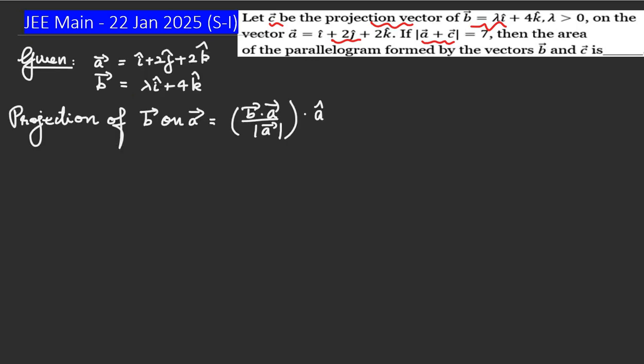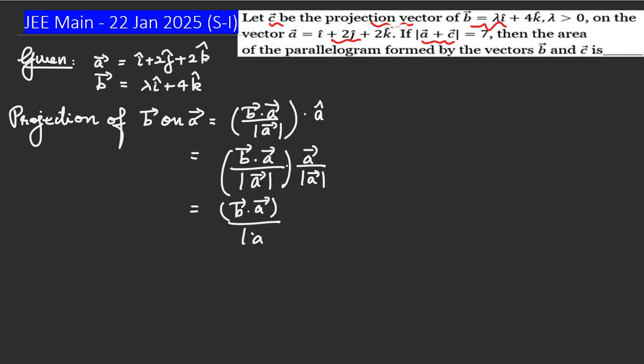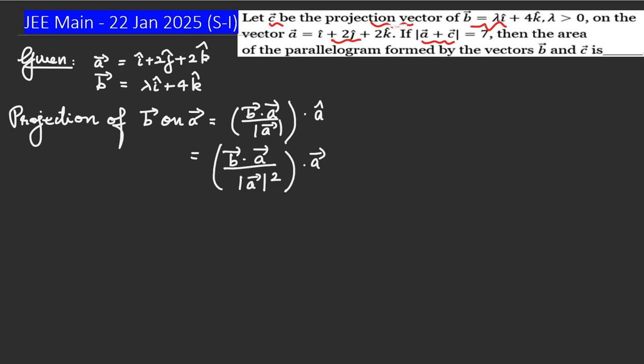So we have written what is given: A vector, B vector, and C, the projection of B vector on A vector. It is a projection vector. So B dot A divided by modulus of A, into the unit vector along the direction, that is A cap. We know that A cap is A vector by mod of A vector, so this is equal to B vector dot A vector divided by mod of A vector squared, into A vector. So I have written directly B dot A divided by mod A whole square into A vector.